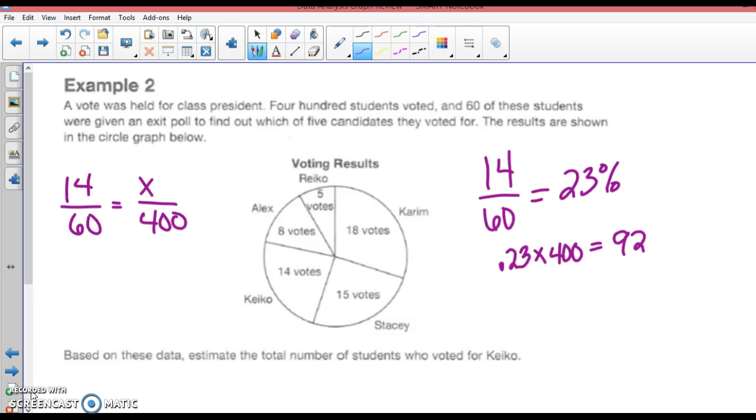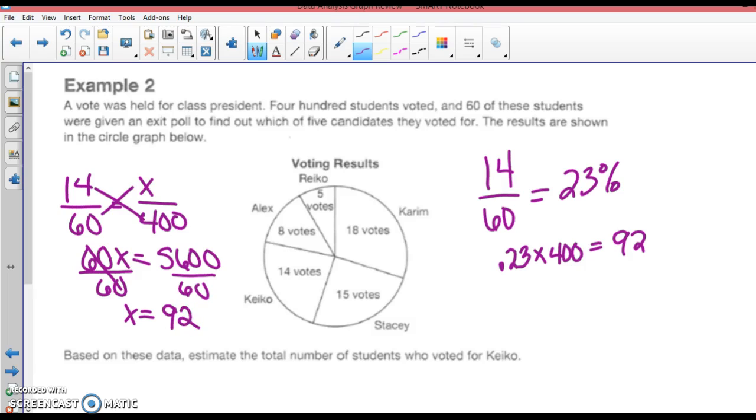We cross multiply. So, I'm going to do 60x equals 5,600. Divide both sides by 60. I hope my math is wrong because I'm doing it right in my head. You should get 93. Because, you know why? Because we rounded. That is another great reason why a proportion is even better here. Because whenever you round in the middle of the problem, things are going to be off a little bit. Okay? Because this wasn't exactly 23.